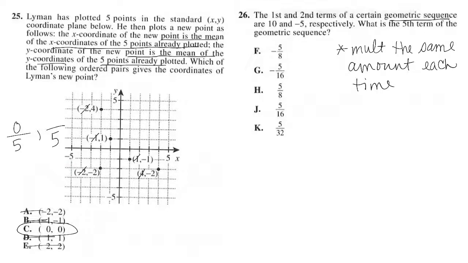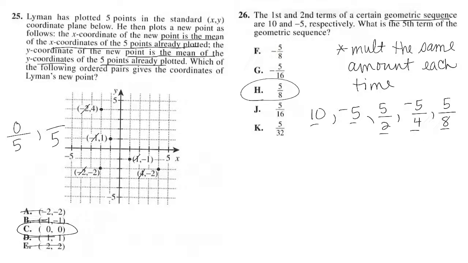Here we have the first term is 10. The next term is -5. So it looks like we're multiplying by a -1/2. So then the next term would be 5/2. And then the next one would be -5/4. And so let's see, the next one would be +5/8. So I need the fifth term. So 1, 2, 3, 4, fifth term. So it looks like that's going to be answer choice H.